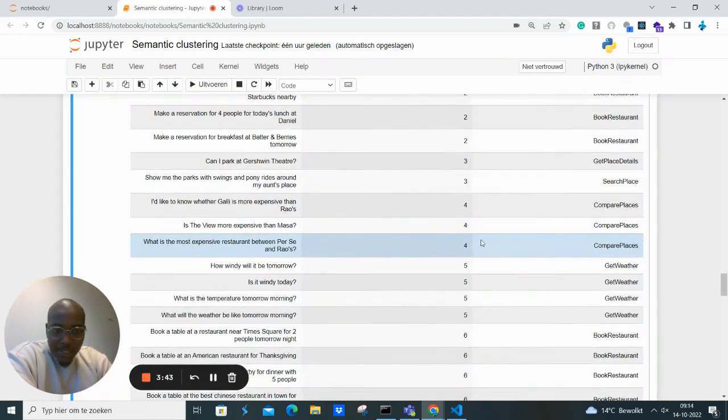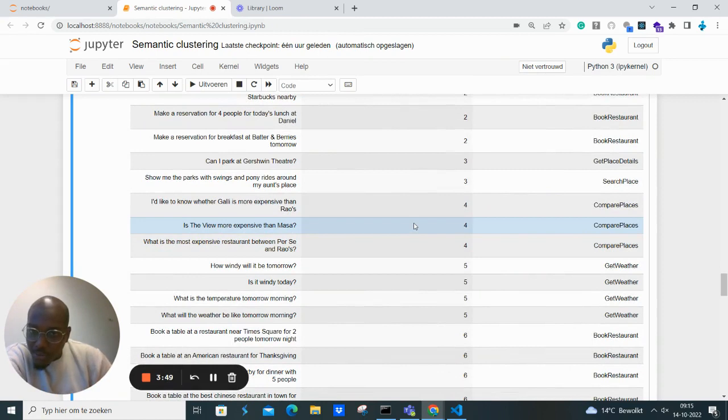Then we can see here we have 3 sentences that are part of the intent compare places. And if you look at the sentences, is the view more expensive than Masa? I'd like to know whether Gali is more expensive than Raos. Okay, then I can see that the model did actually a good job here to create clusters. So this is an example of semantic clustering in practice.